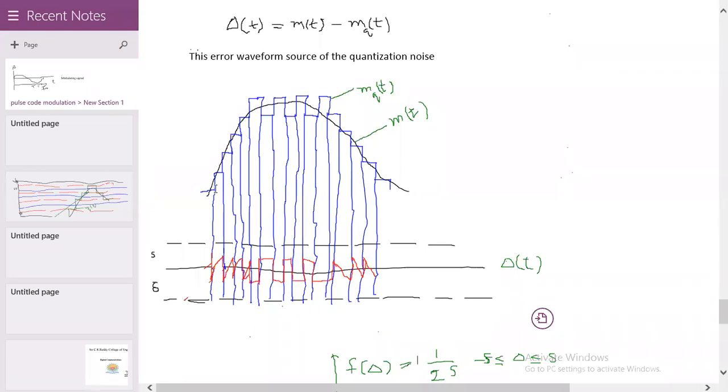But whereas in PCM, the step size is a fixed one, so the error is between minus s by 2 and plus s by 2. That is a fixed one. But in this delta modulation, the error is in between minus s to plus s. Here we can observe that this is a step signal up to s and minus s, like that. That's why here the error signal is extended from minus s to plus s.